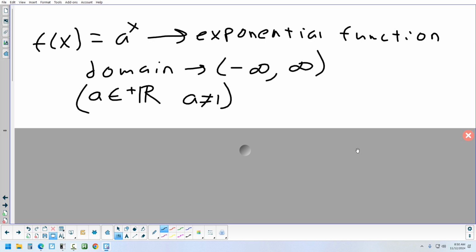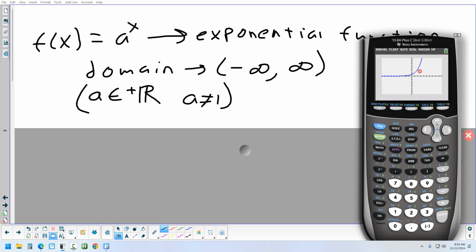It also never reaches 0. Okay? If you look at the graph, it comes down and it gets very close to the axis, but it never reaches it. That's because if you take 2 and raise it to a really big negative number, let's try like -10, you'll notice the number starts getting smaller and smaller.